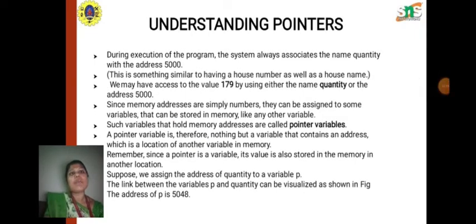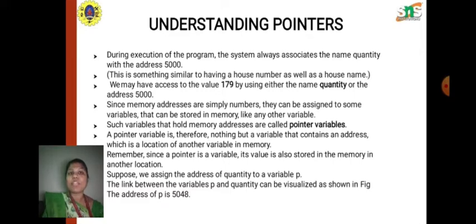During the execution of the program, the system always associates the name quantity with the address 5000. It is similar to having a house number as well as a house name. You can access the value 179 by either the name quantity or the address. Since memory addresses are simply numbers, they can be stored in memory like any other variables. Such variables that hold memory addresses are called pointer variables.